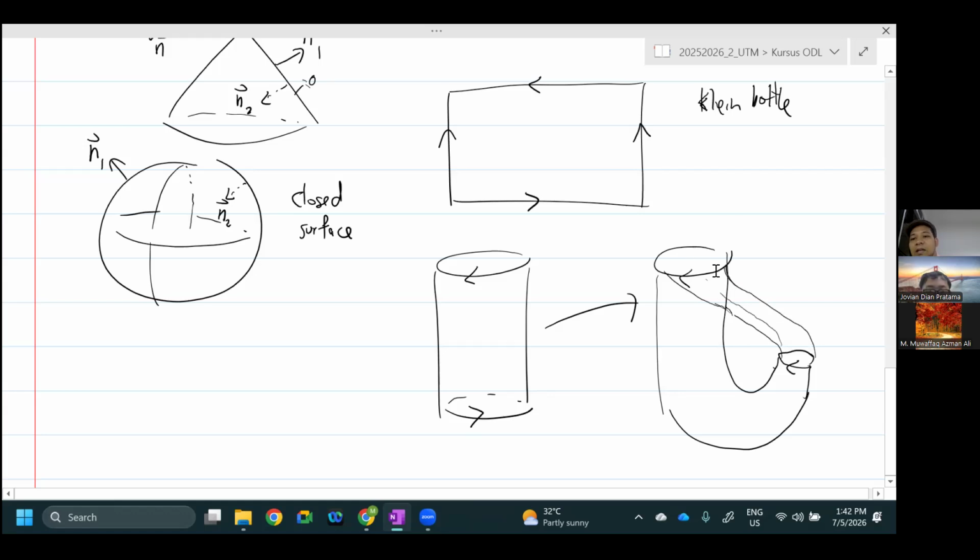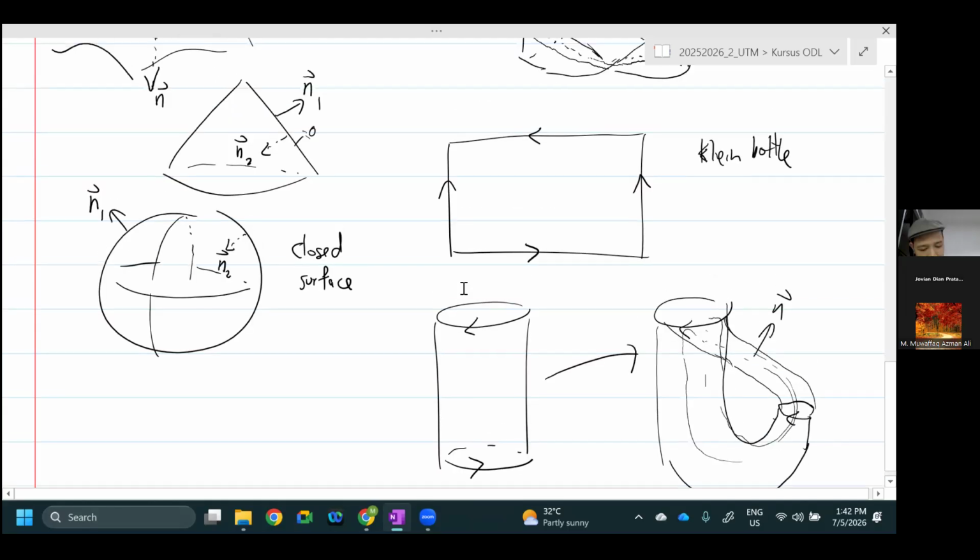Okay, this we call a Klein bottle. This is also non-orientable because you can go outside the bottle and you can go inside the bottle also. So only one direction you have. Okay, so you have this one, and then you will go there inside, and then you go inside, and you come up again. So this is an example of non-orientable surfaces.